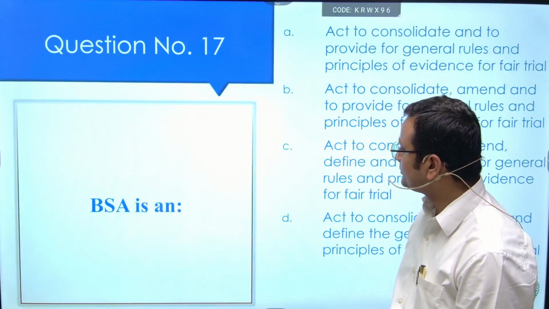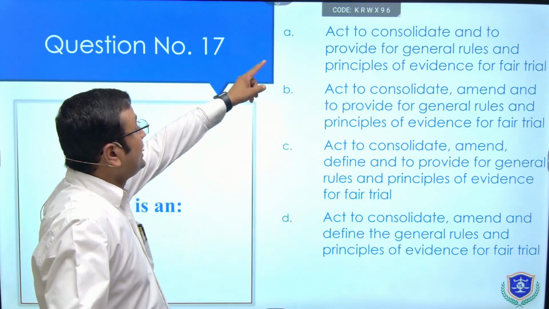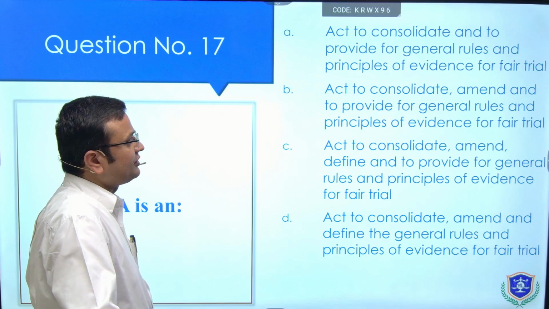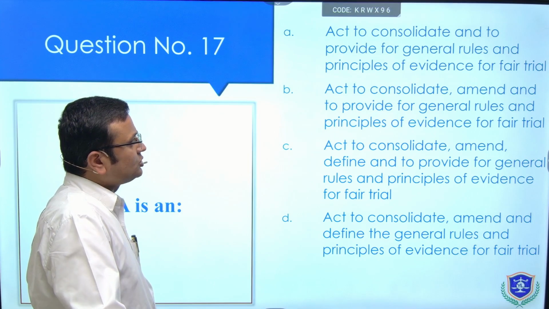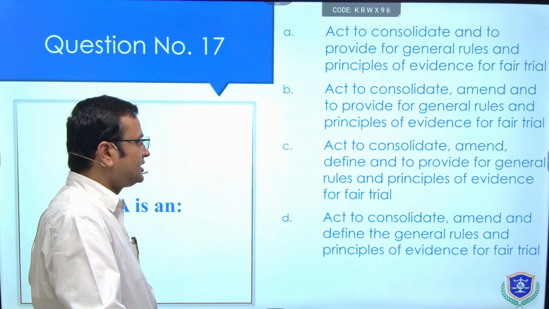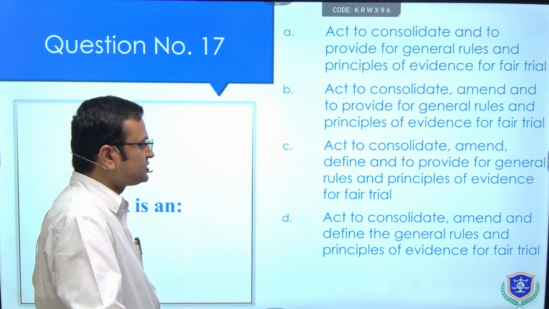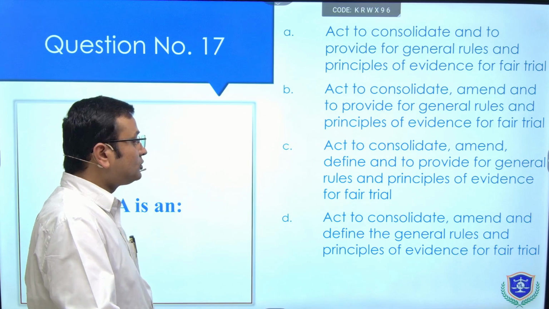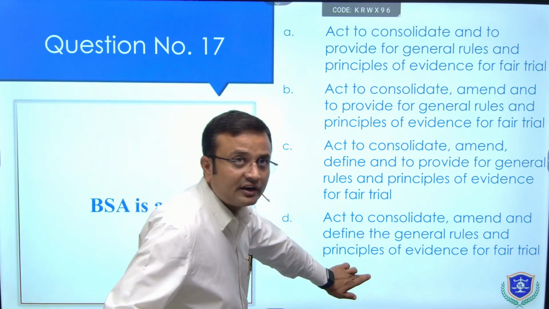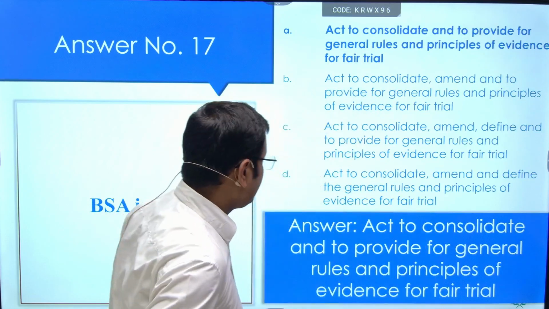Next question. BSA is an: Act to consolidate and to provide for general rules and principles of evidence for fair trial; Act to consolidate, amend and provide for general rules and principles of evidence for fair trial; Act to consolidate, amend, define and to provide for general rules and principles of evidence for fair trial; Act to consolidate, amend and define the general rules and principles of evidence for fair trial, which is given in the preamble part itself, in the introductory part itself.